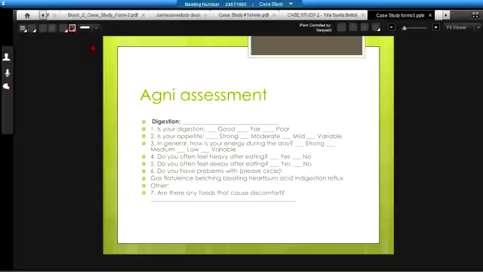Agni assessment, this is another, and I've sort of covered this already, but ask them if their digestion is fair, good, poor. Ask them about their appetite. How is their energy during the day? Is it strong? Is it medium? Is it low? Is it off and on? Is it in spurts? Do you feel heavy after eating? Do you feel sleepy? And do you have a problem with gas, flatulence, belching, bloating, heartburn, acid reflux, etc.? And any foods that cause discomfort.